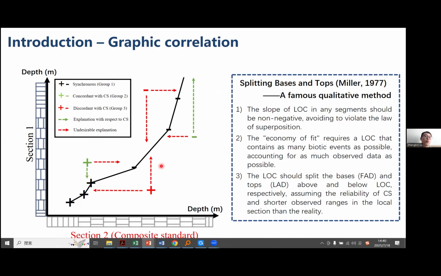And finally, if we have a composite sequence in the graphic correlation, the LOC is supposed to split the bases and the tops above and below. This is to assume the reliability of the composite standard.